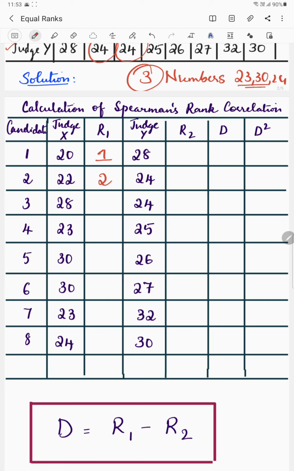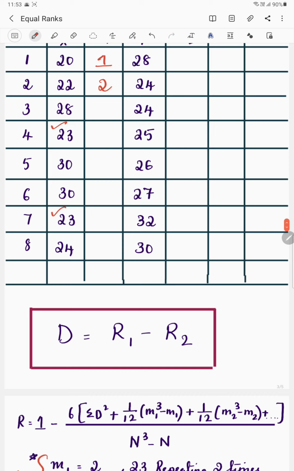Now after 22 comes 23 and again 23, so which place is it in? It's in the third position. Third place plus fourth position divided by 2. So I'll write it under this so that it will be comfortable. Third plus fourth position divided by 2. So 3 plus 4 divided by 2 is 7 by 2, which is 3.5.